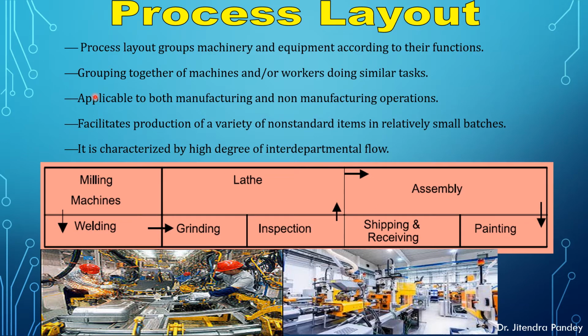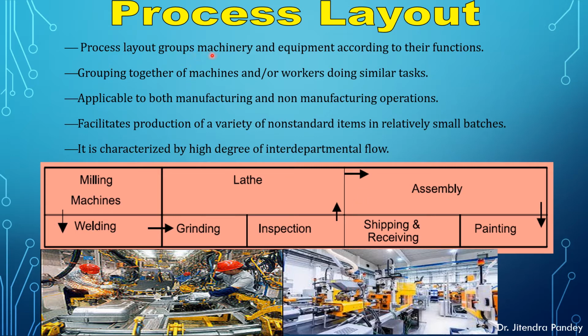First one is the process layout. As you have already seen, this is one of the figures of the process layout, how the product goes from one section to another. First one is like milling machine, goes to welding, grinding, inspection, shipping, painting, assembly. That is the mixed type of machinery used in this layout.